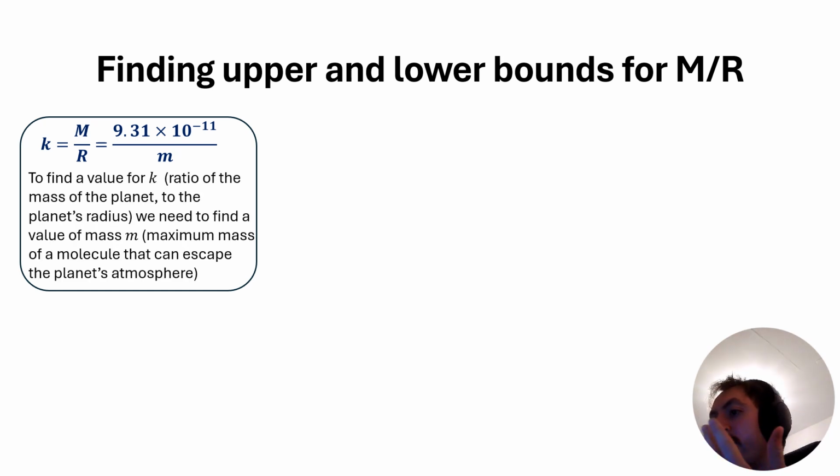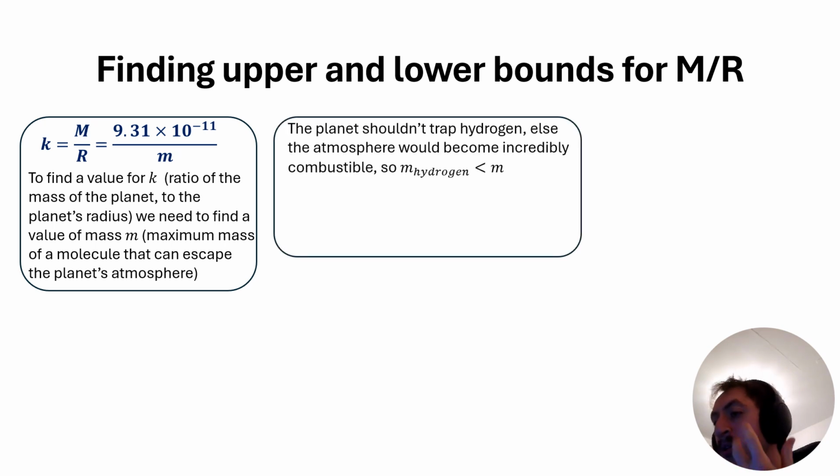And so if we find upper and lower bounds for m, we can use that idea. For example, let's think about molecules that we do not want our planet to keep hold of, so molecules that will give us a lower bound, if you like, for small m. Well, we don't want our planet to keep hold of substances like hydrogen. And that's because hydrogen is incredibly flammable.